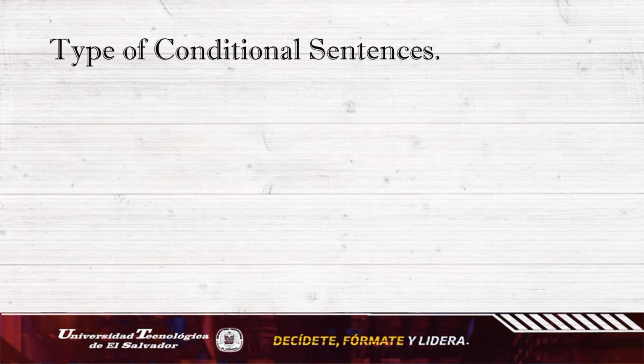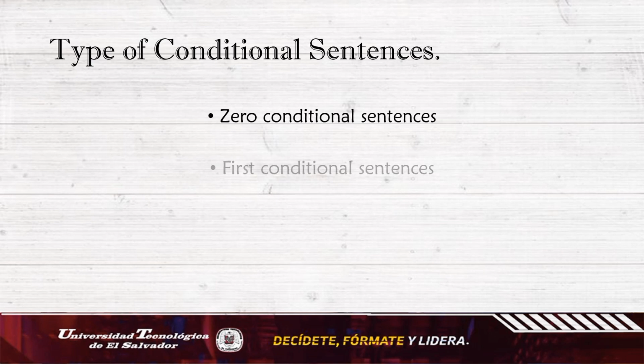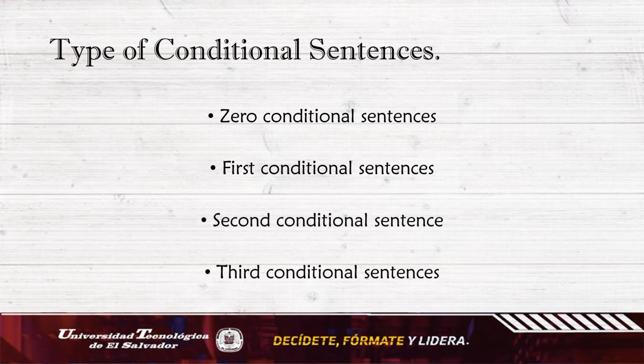What are the different types of conditional sentences? There are 4 different types of conditional sentences in English. Each expresses a different degree of probability that a situation will occur or would have occurred under certain circumstances. They are zero conditional sentences, first conditional sentences, second conditional sentences, and third conditional sentences. Let's look at each of these types in more detail.